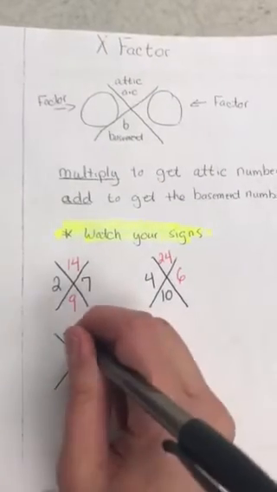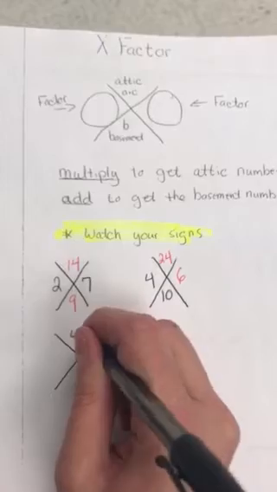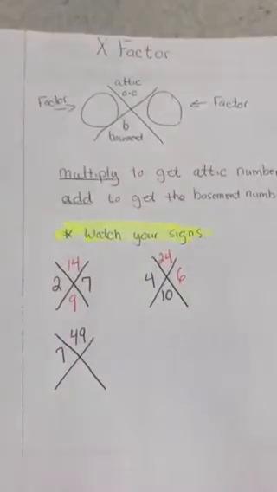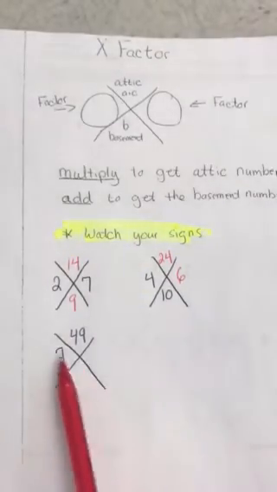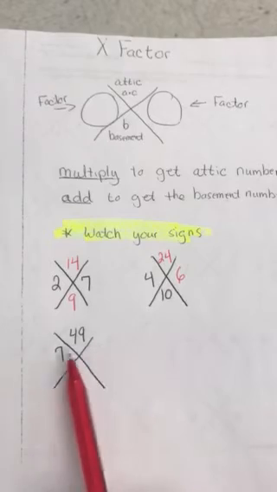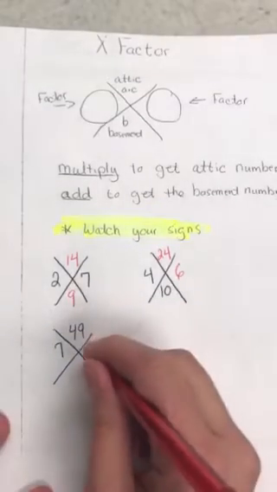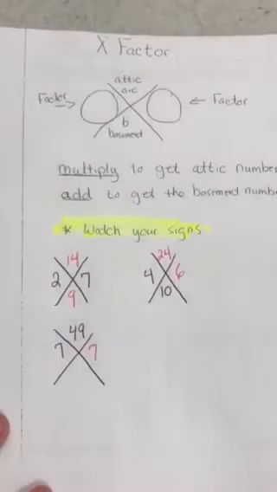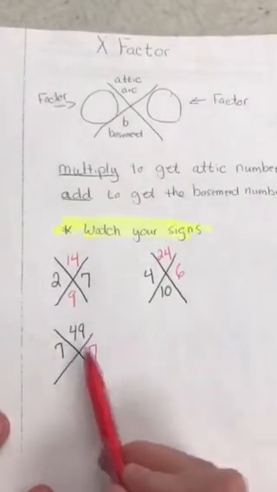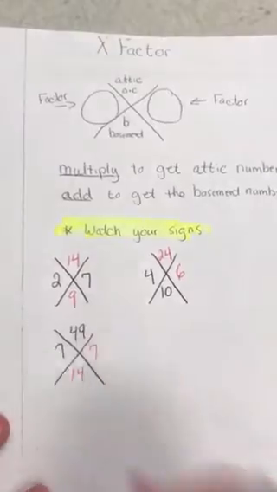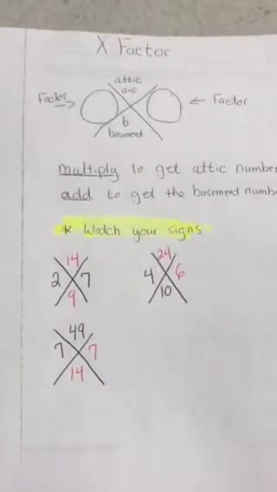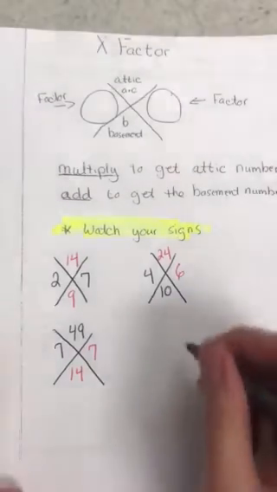Let's do another one. What if they give you 49 and 7? All right. Well, I have to figure out this factor. Well, this number times what number equals 49? My option is 7. And then to get the basement number, you add them. 7 plus 7 is 14. Okay, so that's a pretty easy concept right there.